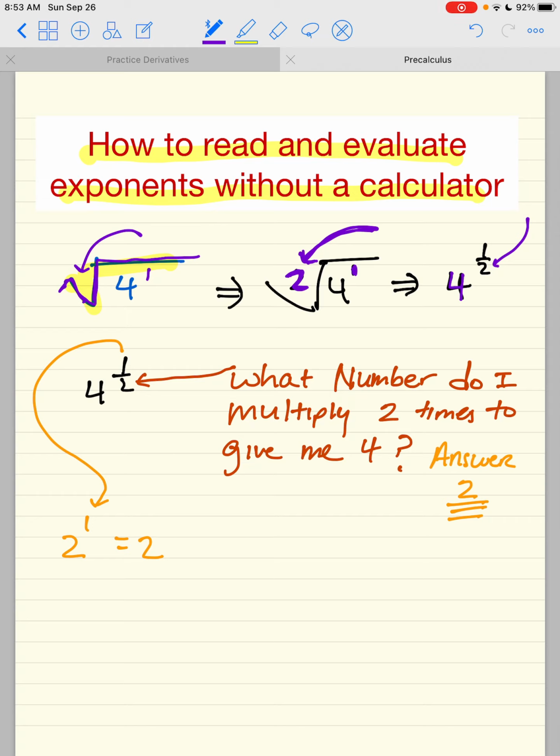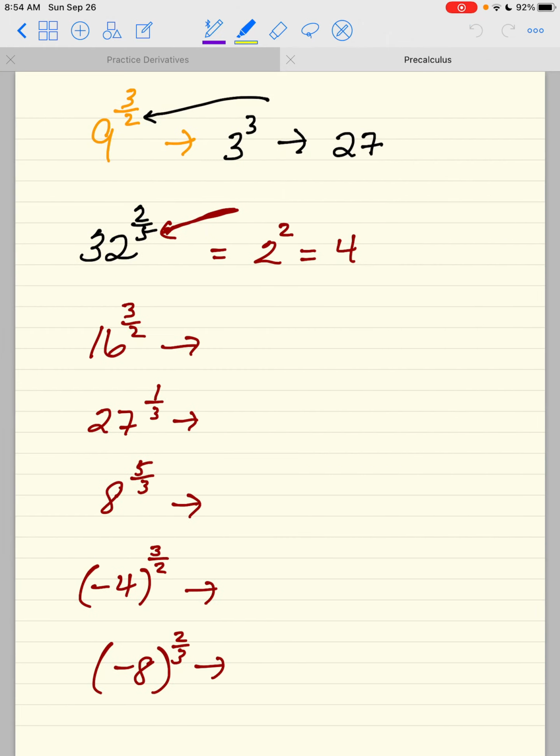The way that we read this is we say, what number, okay, let me use my highlighter. What number do I multiply twice to give me a 4? What number, that's exactly the same number, do I multiply twice to give me a 4? So we say that number is 2. Then we do 2 to the first power, and that's 2. So let's do this. Here we go.